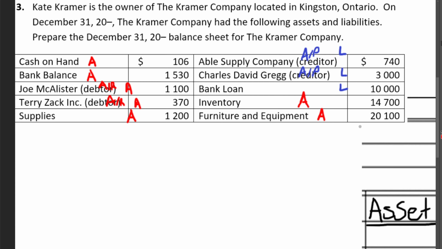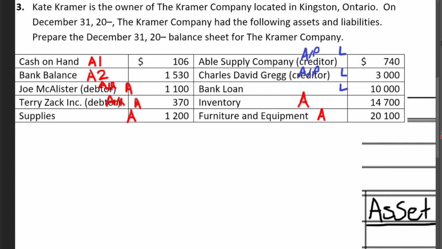Now I have to determine the order of liquidity. Again, that means how fast you can convert something to cash or how fast you can sell off your assets. So cash on hand is cash, so that's going to be number 1. Bank balance is kind of cash, it's just digital cash, so that's going to be number 2. Accounts receivable is almost money. They just have to pay us. So that's going to be number 3 and 4.